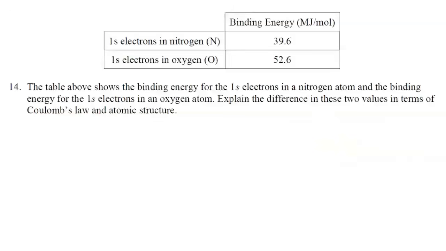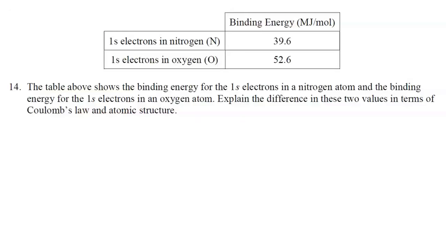Okay, this is question number 14. So we're not looking at a PES diagram, but we are looking at some data for binding energy. The table above shows the binding energy for the 1s electrons in a nitrogen atom, and the binding energy for the 1s electrons in an oxygen atom. Explain the difference in these two values in terms of Coulomb's law and atomic structure.